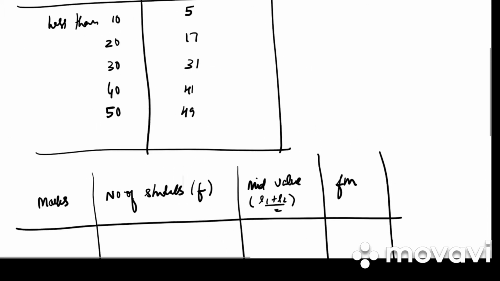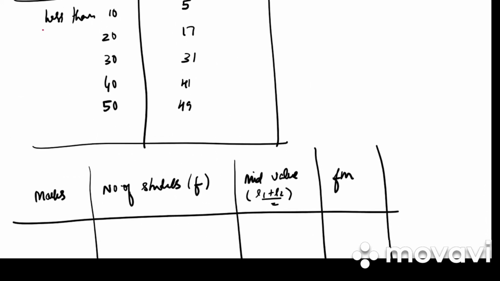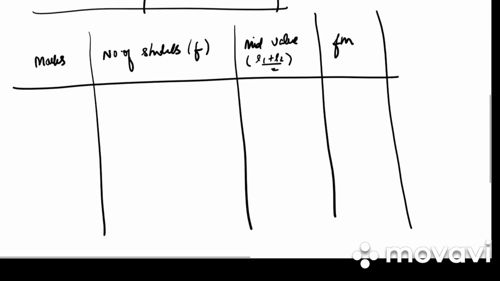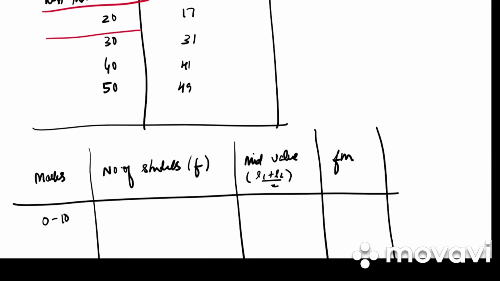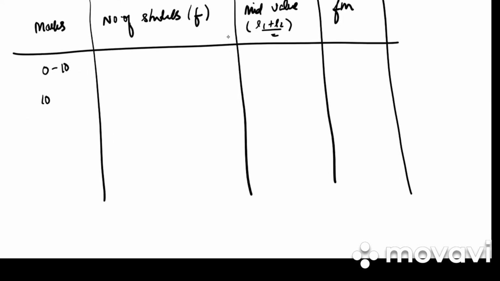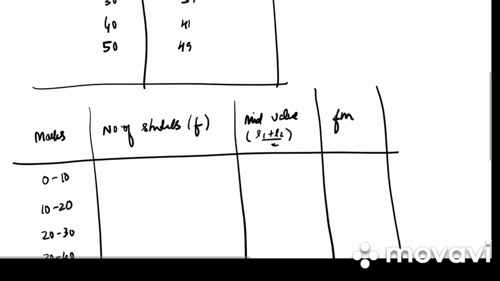So what will be our marks? First they have given us less than 10. Less than 10 will be 0 to 10. Then it is less than 20, so 10 to 20. Less than 30, 20 to 30. Less than 40, 30 to 40. Less than 50, 40 to 50.